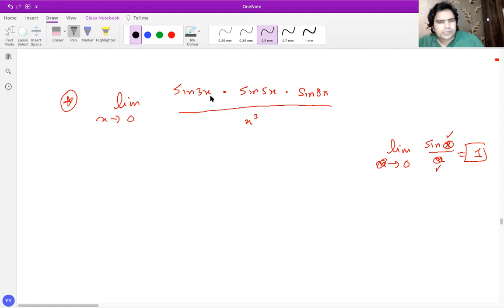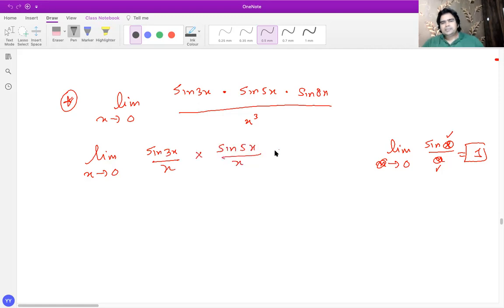Now, for limits, if you're finding the limit of a product of 3 functions, what you can do is find the limits of the individual functions and multiply them. So here I split them up as sine 3x over x times sine 5x over x times sine 8x over x. This is something which is important. I broke this x cubed into 3 factors, like x times x times x.